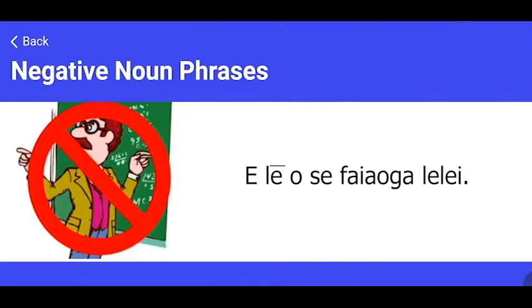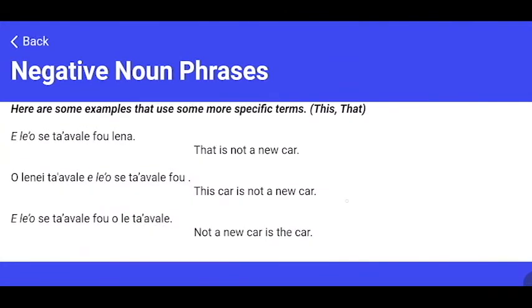But there's also a natural contraction when you're talking about noun phrases and negative noun phrases. So instead of ele o se faya ongalele, there's a small difference here. You're going to say eleo se faya ongalele. You can also switch around your sentences and use eleo.